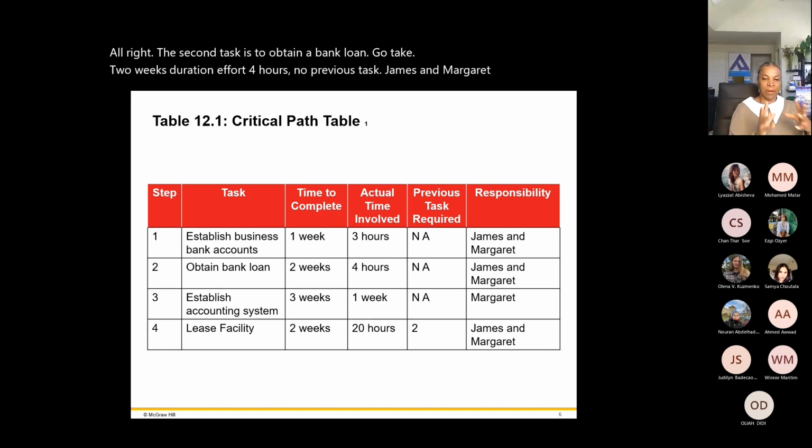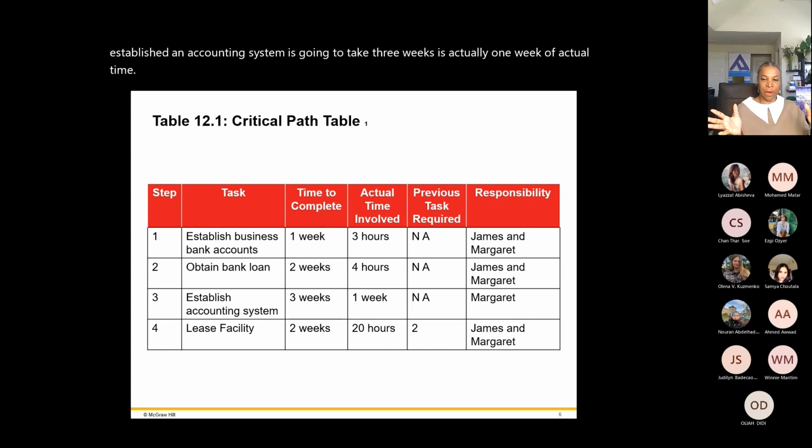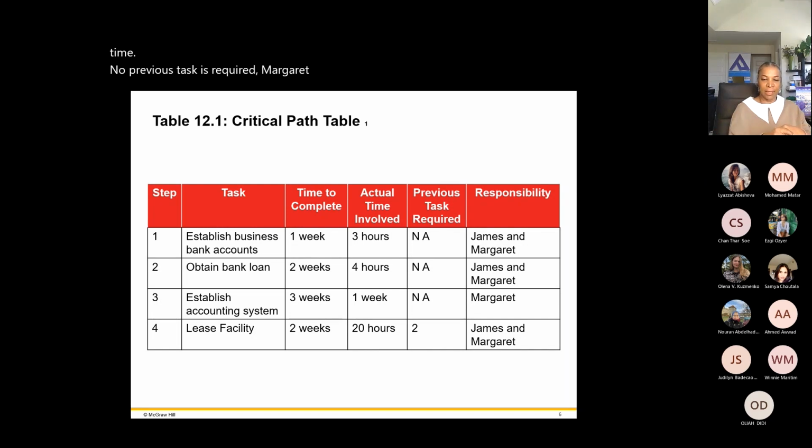Third one, establish an accounting system. It's going to take 3 weeks. It's actually 1 week of actual time. No previous task is required. Margaret owns this. And then finally, we're going to lease a facility. It's going to take 2 weeks, 20 hours of the actual effort.